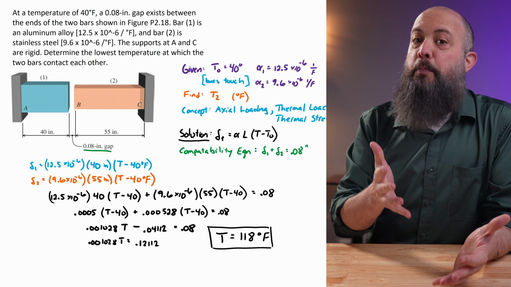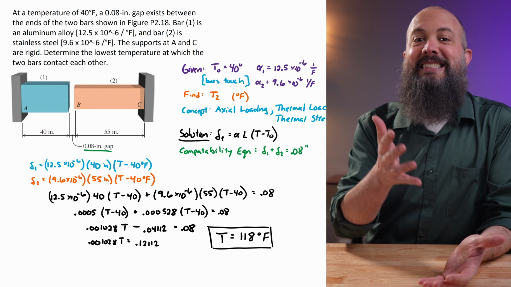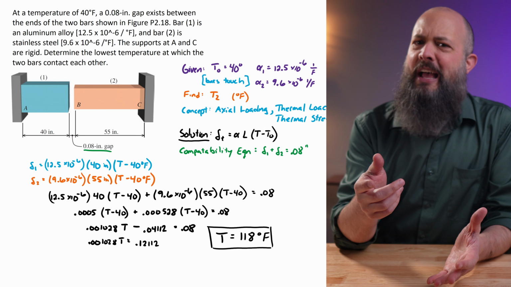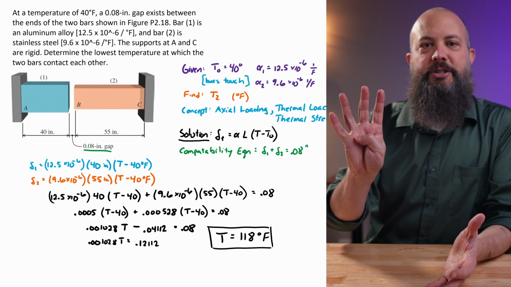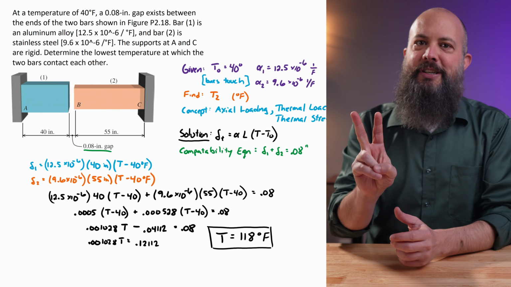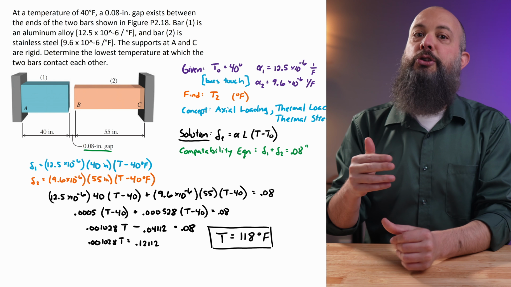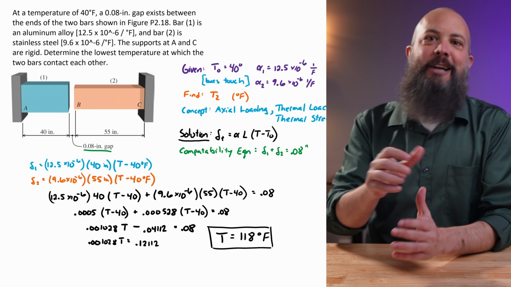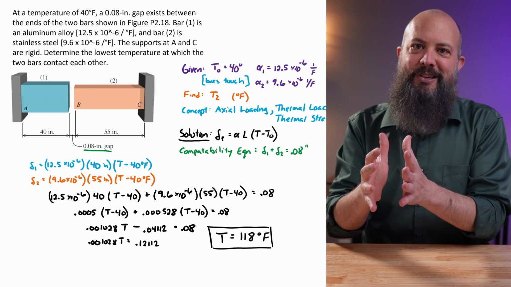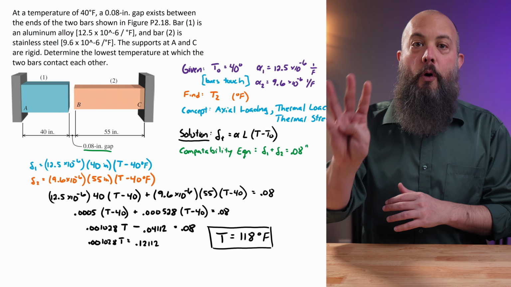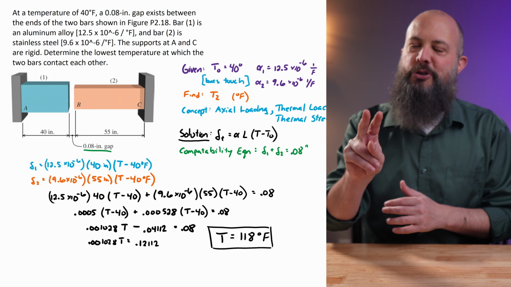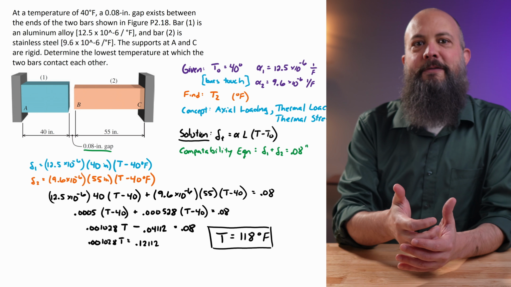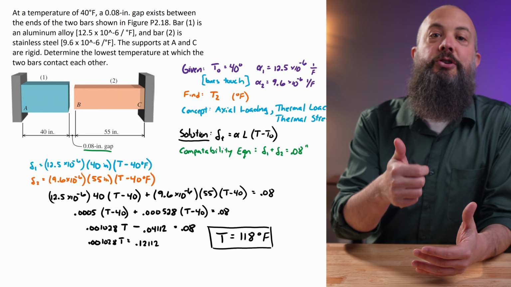And in that case, the compatibility equation would still be the same, except instead of just delta 1 and delta 2, we would actually probably have 4 delta terms. The 2 deltas as a result of temperature, and 2 extra delta terms, NL over AE, as a result of the compressive stress. So essentially the 4 changes in length, 2 due to temperature, 2 due to stress, would add to 0.08 if we were given a larger temperature.